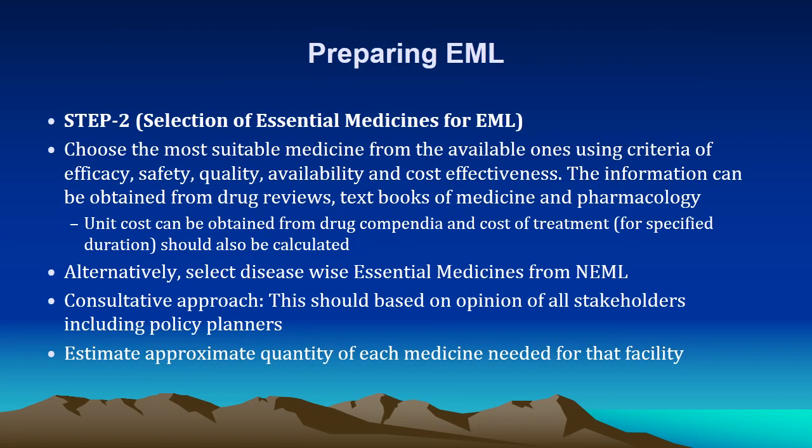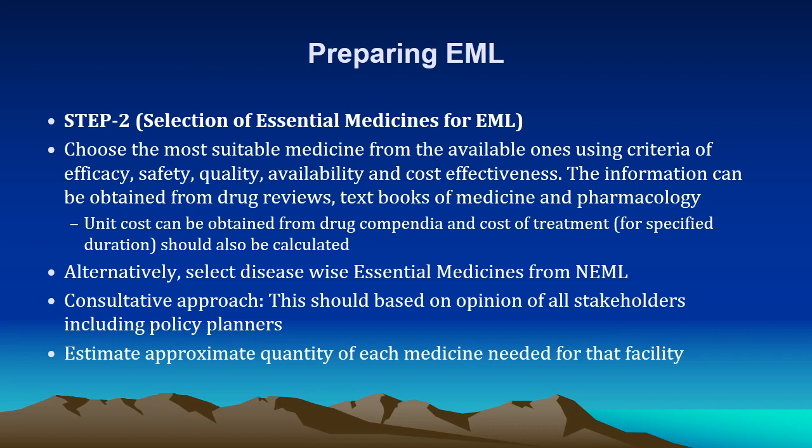Now, step 2 is selection of essential medicines for the essential medicine list. The basic criteria of selection is the same, that is, the drug should have efficacy, safety, quality, and availability. Availability means local availability, and cost effectiveness has to be seen. Now, information can be obtained about the cost and about these criteria in a number of drug reviews, textbooks of medicine and textbooks of pharmacology.